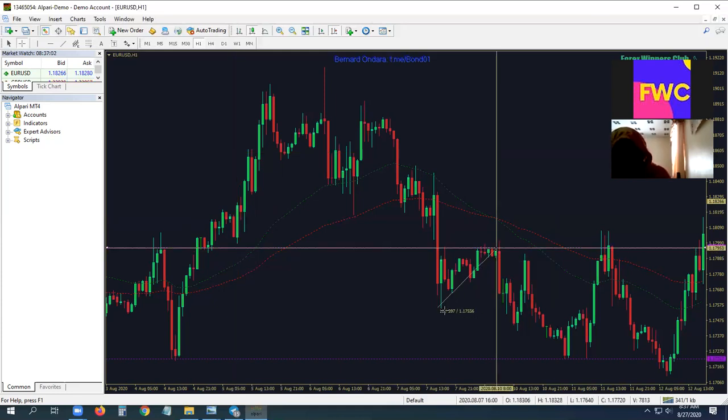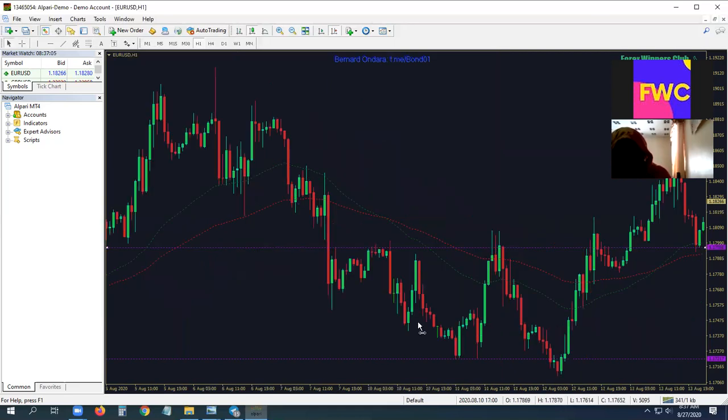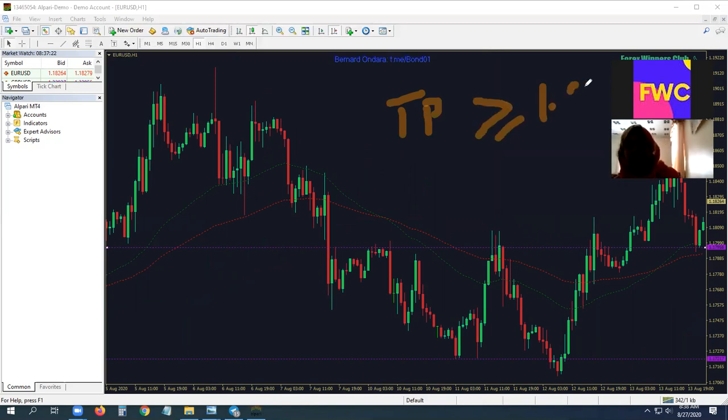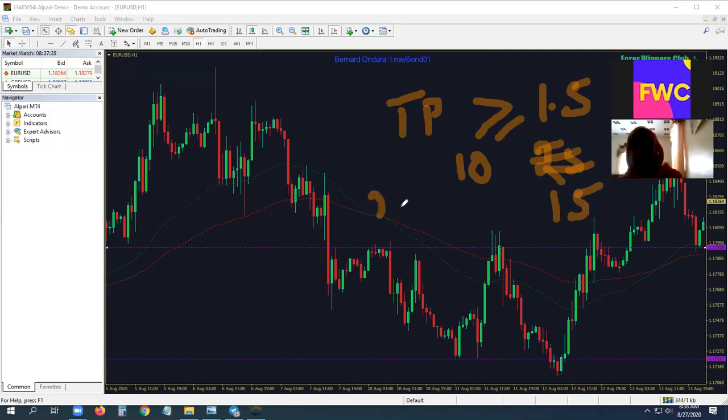This is still another level. You can exit here. Just ensure that your stop loss is always, no matter the case, kept at a minimum such that your target profit should be at least 1.5 times your stop loss. So if your stop loss is 10 pips, make sure your take profit is 15 pips. If you are risking 20 pips, make sure you are also targeting 30 pips.